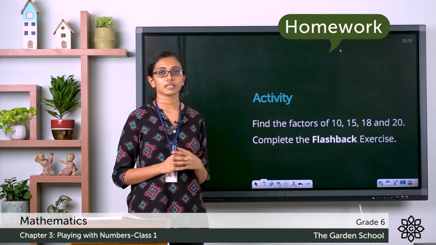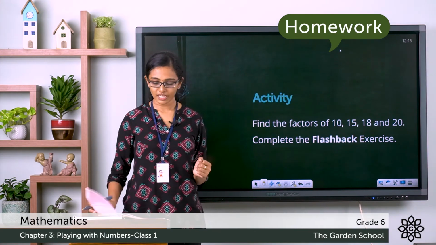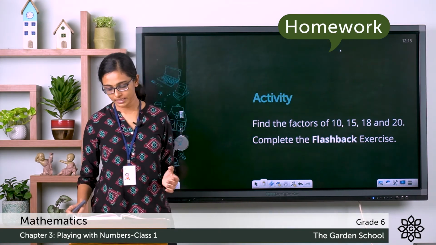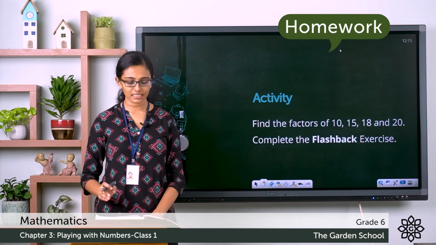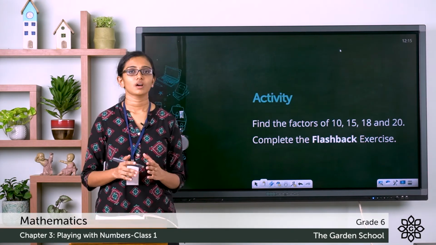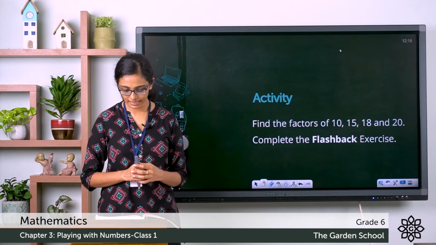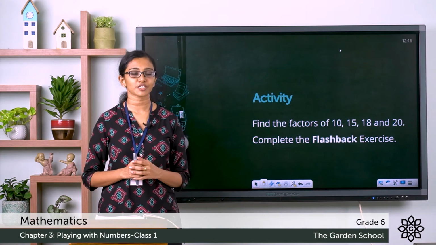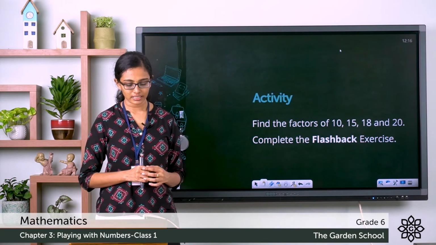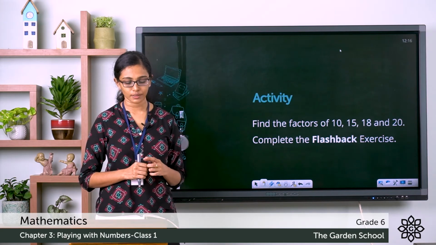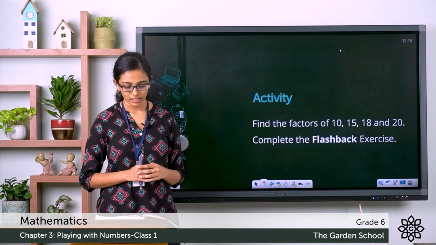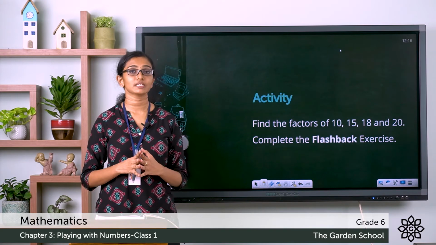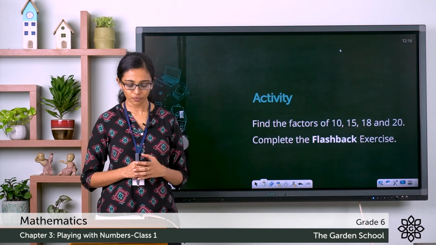factors of these numbers. There is also a flashback exercise given on page number 33 of your textbook in the beginning of the chapter. All of you please turn to page number 33 in your textbook. Do you see the flashback exercise? The first question is, see the pattern for finding the product of the given numbers. And there you can see a multiplication pattern using the number 48.